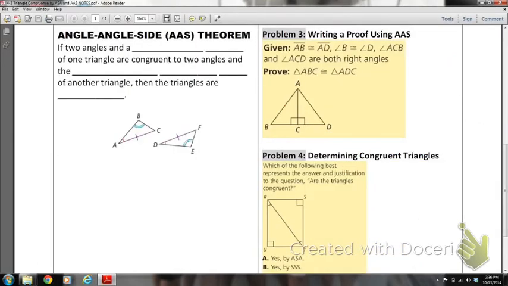In problem 3, we have another proof. We're going to prove triangle ABC is congruent to triangle ADC using the angle side theorem. So let's go ahead and do another 2-column with statements on the left, reasons on the right. And once again, look and see what information we're given and mark it on the diagram. We're given that side AB is congruent to side AD.